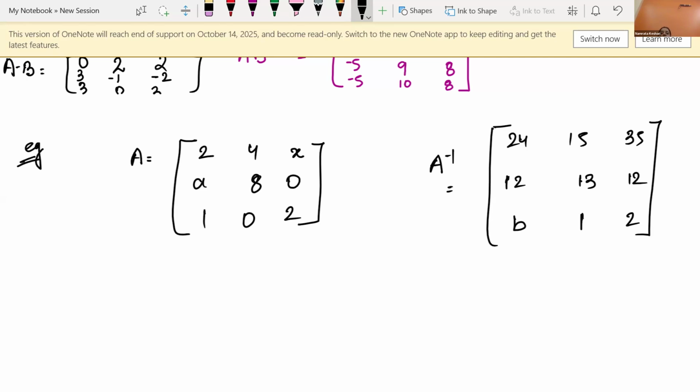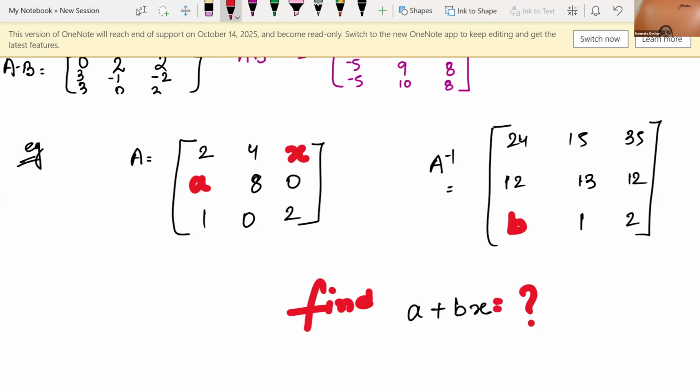So A and A inverse will be given to you, and it will be asked that hence find the value of A plus bx. You can clearly see I'm talking about this A, this X, and this B. Can you see? Yes. Are you understanding the question first?